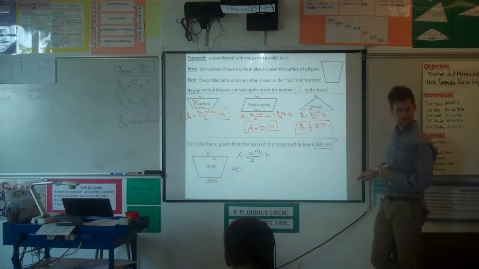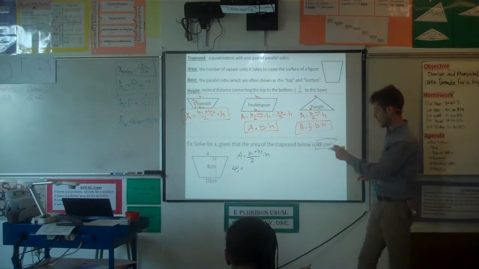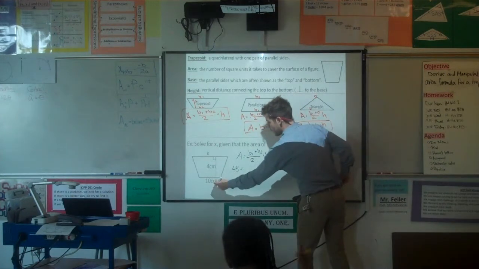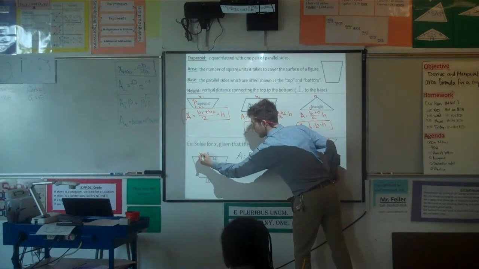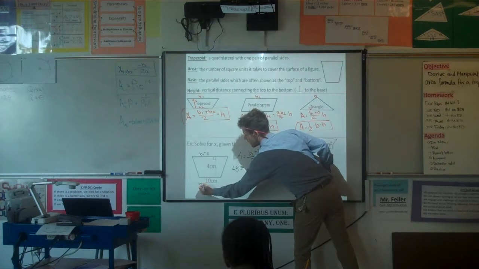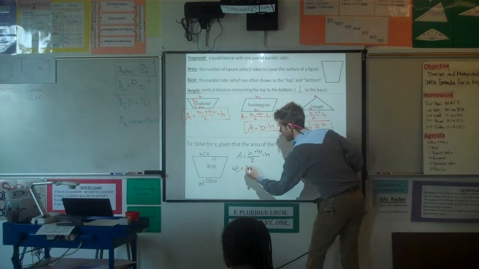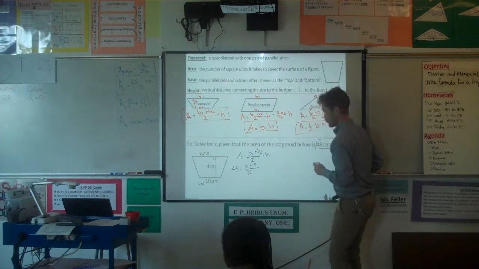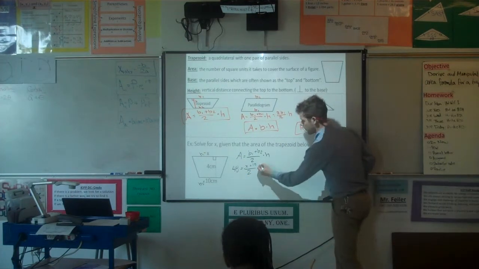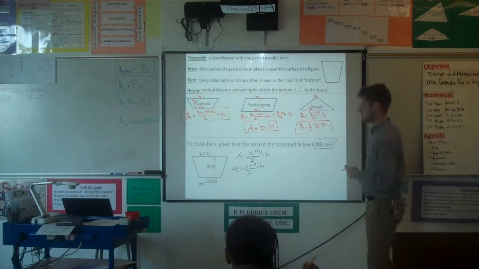Plus x plus 10. X plus 10 are going to be our two bases, B1 and B2, divided by 2, times 4. And we know that the height is 4. Exactly right.